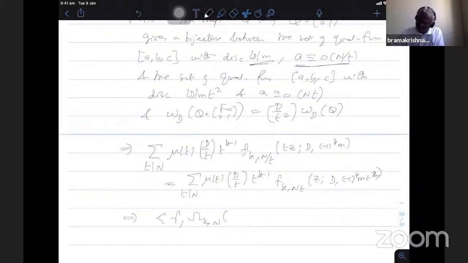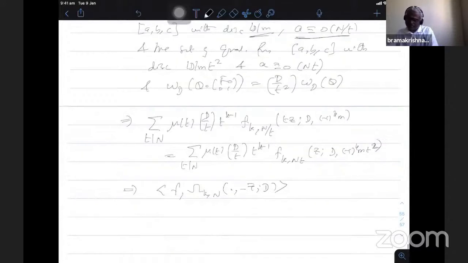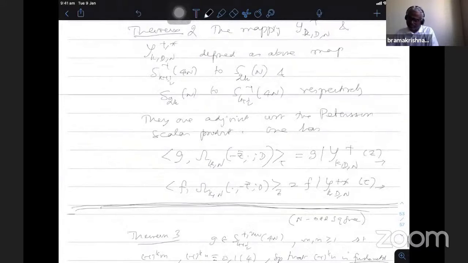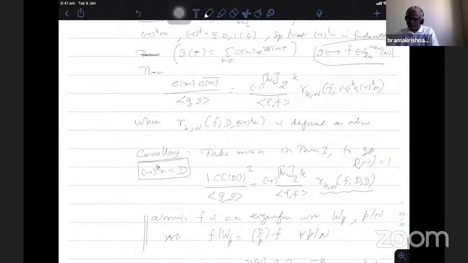To keep this minus tau bar d. So that is the inner product in this statement of theorem 2. This one I have to take. That should be giving the Shintani map.